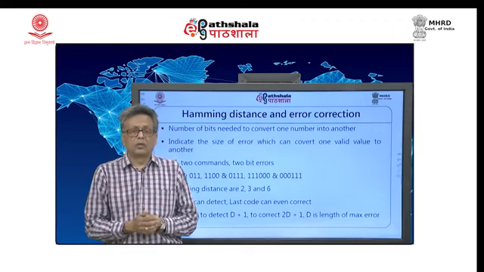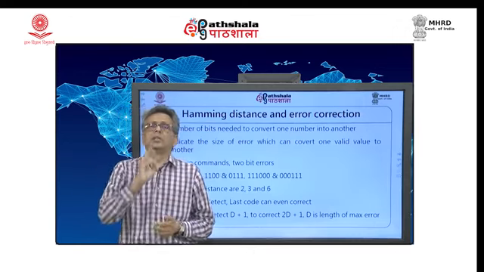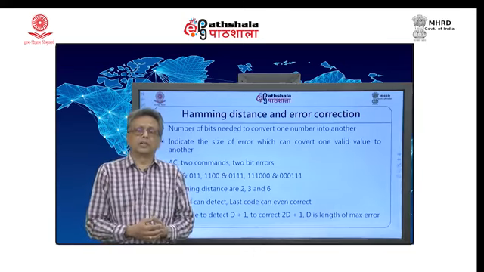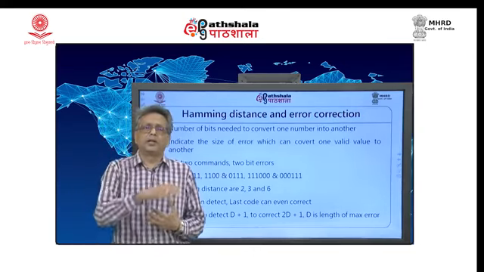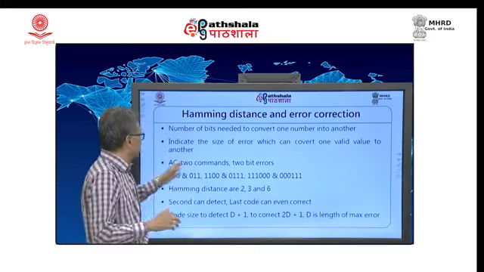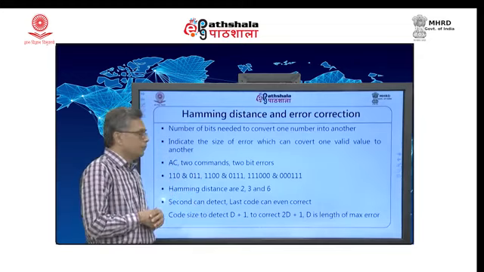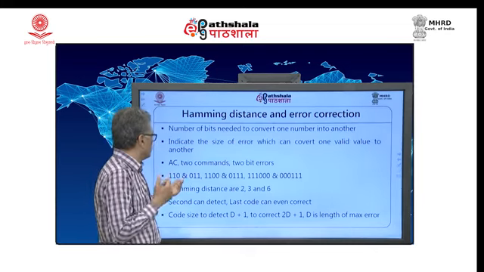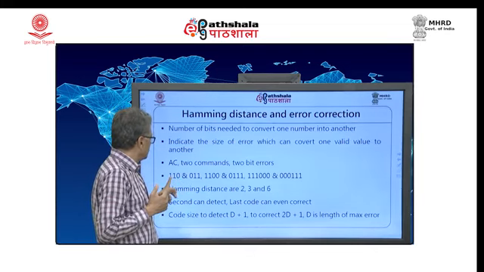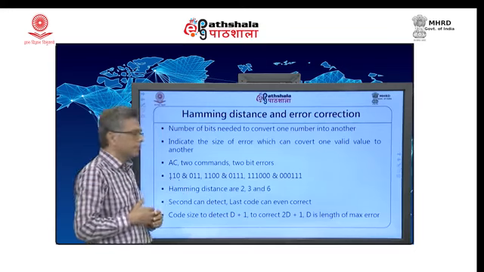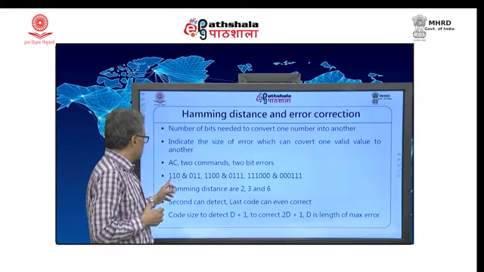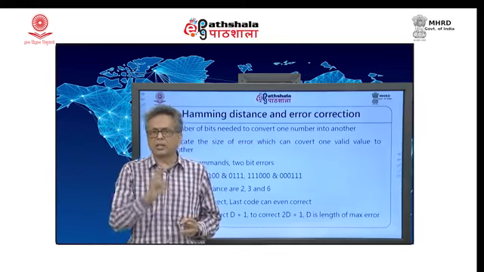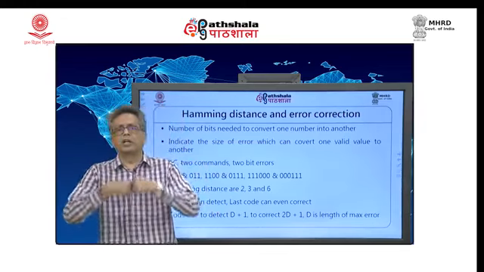Now, if there is a likelihood of 2-bit error, what is the problem? My first question is whether a 2-bit error can convert one valid code into the other. In this case, it can. Say 110, if you want to convert it to 011, I need to just change the first and the last bit. I convert this 1 into 0 and 0 into 1, and I will get it. So, a 2-bit error can actually change one valid value into the other.